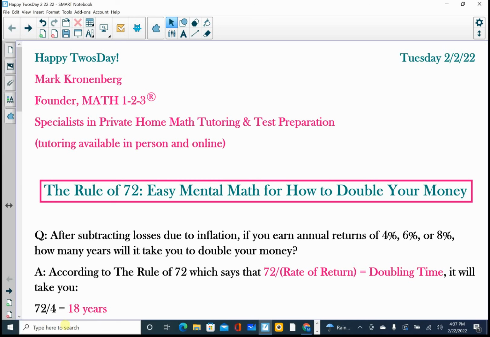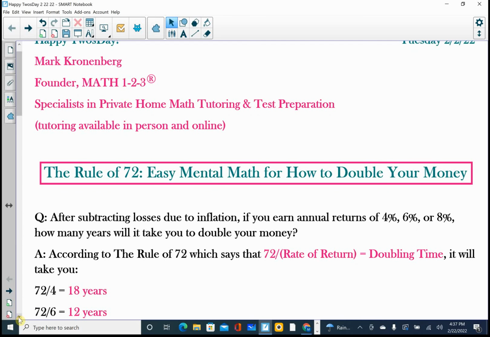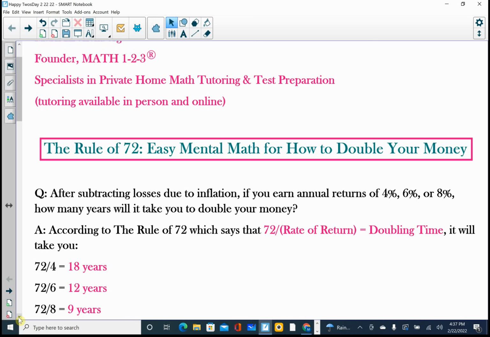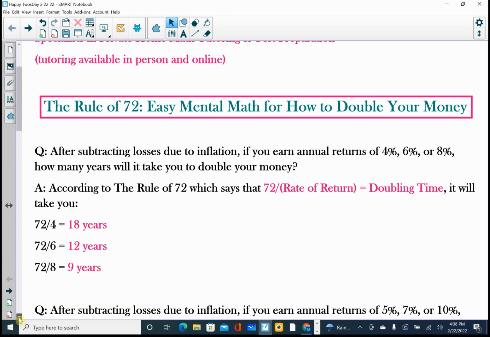Well, the rule of 72 is very easy. All you have to do is divide 72 by your rate of return, and that will give you the doubling time. So if you make only 4% on your money, 72 divided by 4 is 18 years. If you make 6% on your money, 6 goes into 72 nicely, it'll take you 12 years. And if you make 8%, 72 divided by 8, it'll take you 9 years to double your money. So easy mental math, especially for those last two examples.